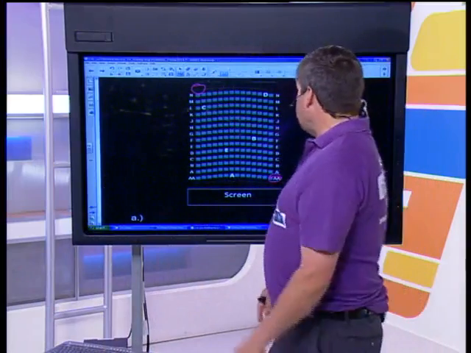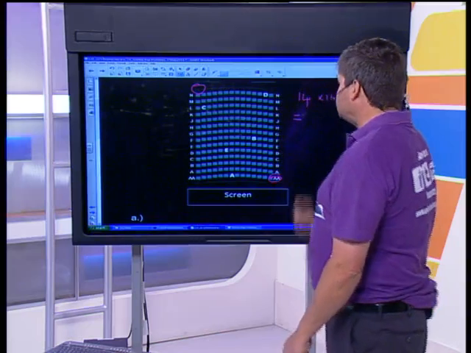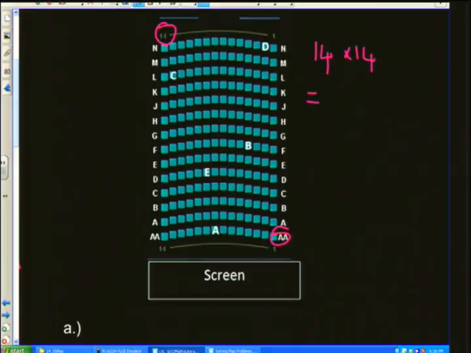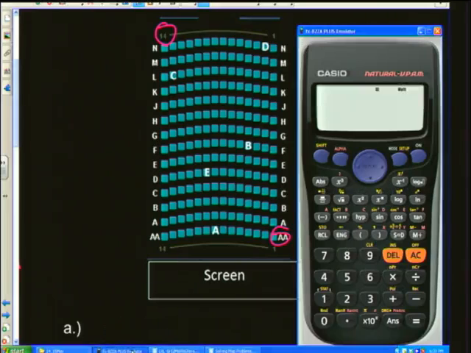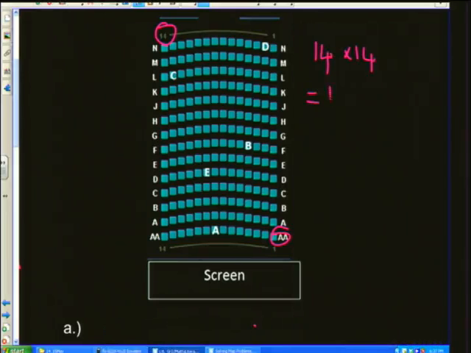So how many seats are there? Well, there's 14 times 14. And taking out our calculator, 14 multiplied by 14 gives me an answer of 196. So I know this cinema has 196 seats.